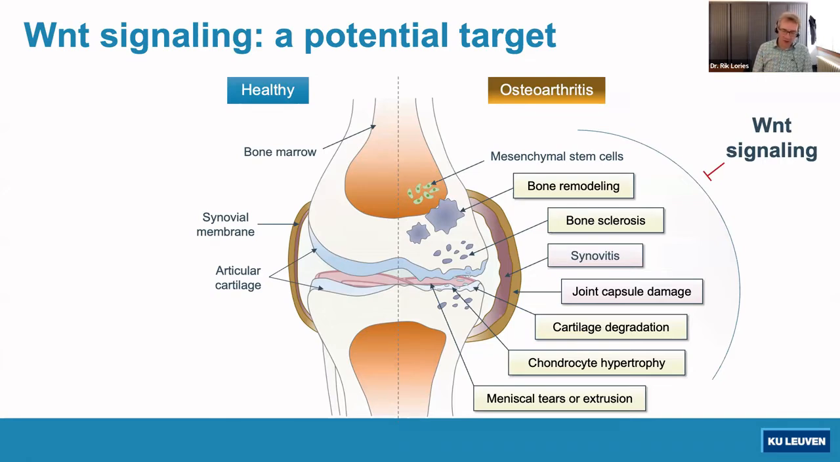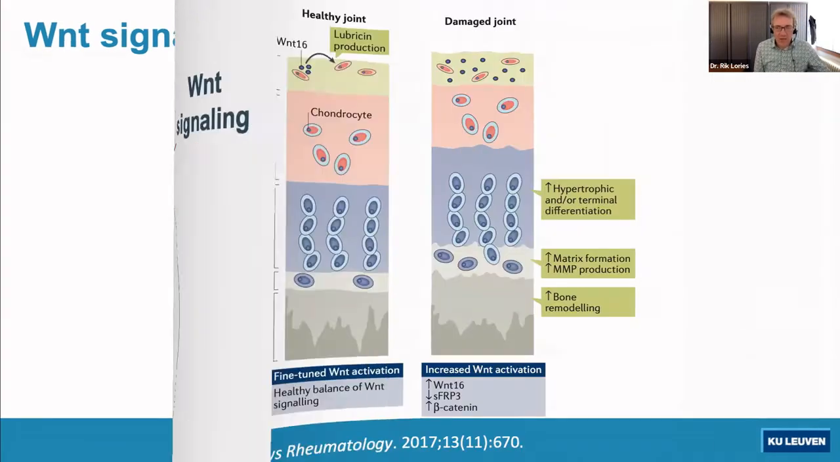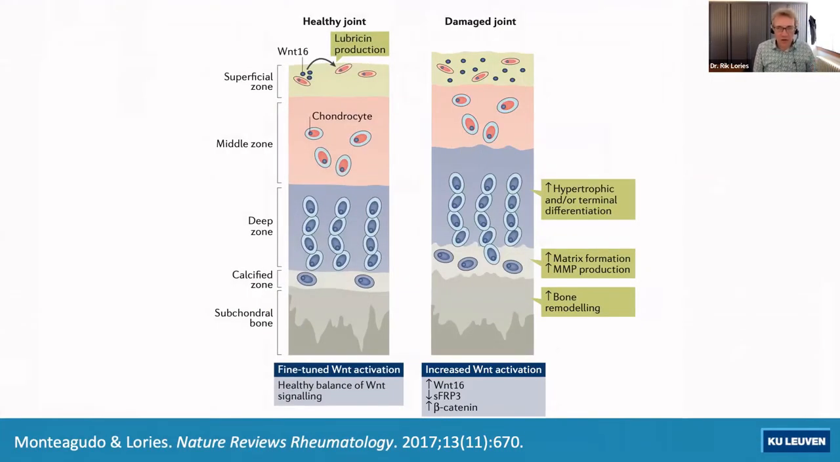So thinking about Wnt signaling, all these concepts are showing us that we actually may have a potential therapeutic target there. And effectively, we know that on the surface, there is a little amount of Wnt that remains essential for the health of the superficial layer, but in the deeper layers you need to control the extent of the activation of that pathway in order to avoid this deleterious cascade of chondrocyte hypertrophy.